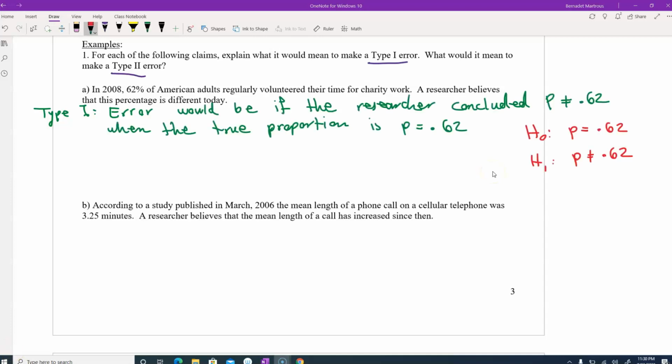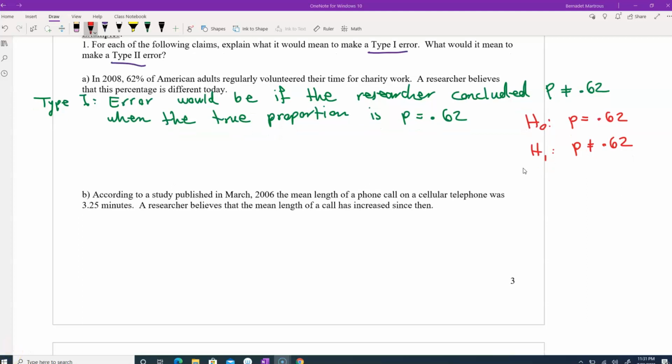So this is what we have for null and alternative. The type 1 is when we have null hypothesis true, but we are rejecting it and concluding that this alternative is true, but it's not. So when you have this part true, you should accept that one. So this is type 1 error. And now type 2.